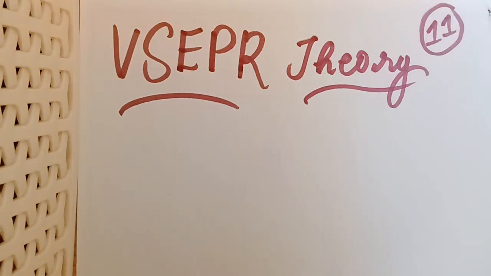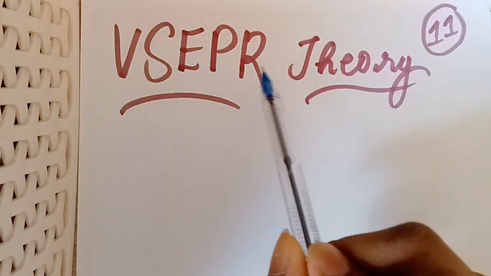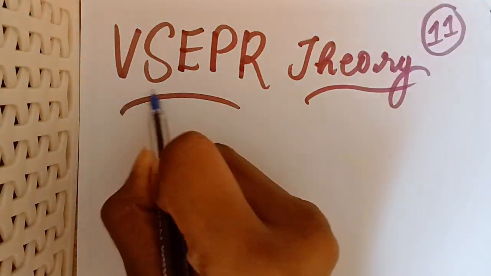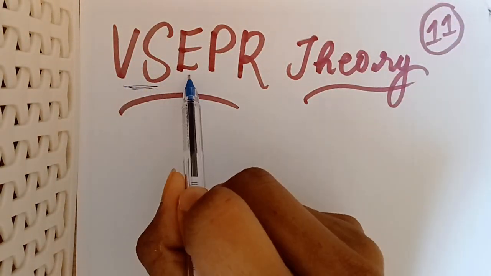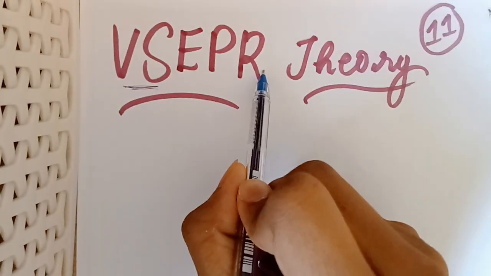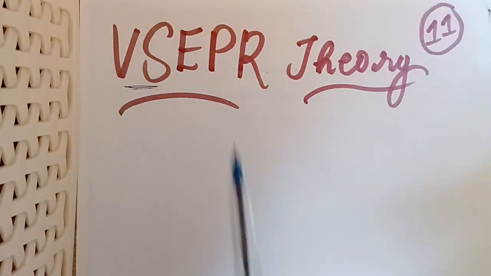The VSEPR theory from grade 11. Starting off with the full form. So what does VSEPR stand for? VS together is what we call valence shell. Electron pair repulsion. So valence shell electron pair repulsion is the full form for VSEPR.